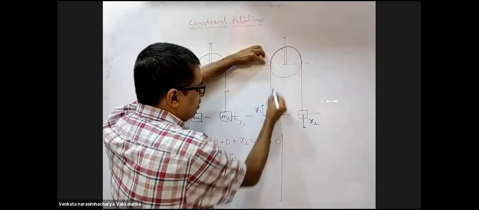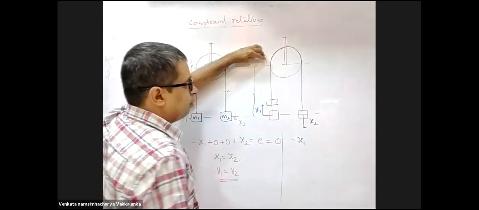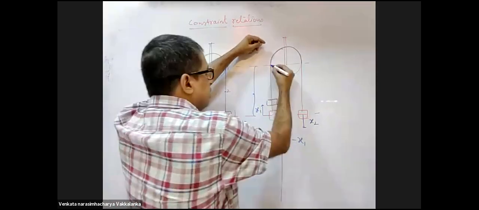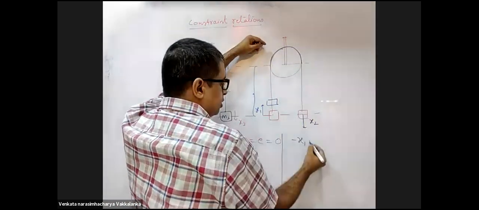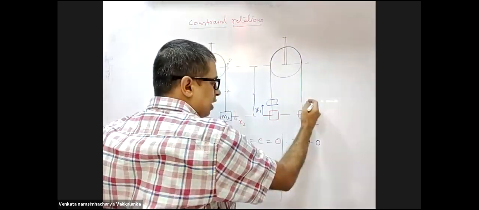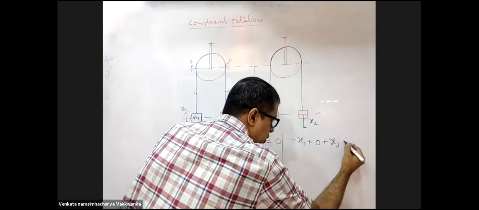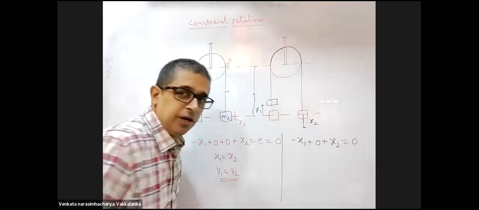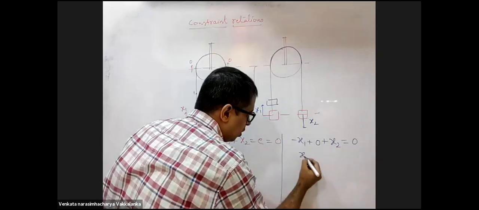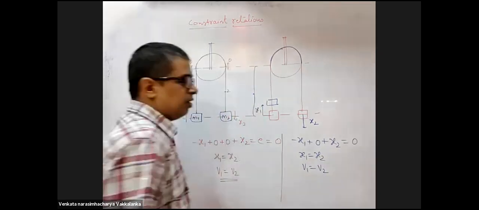x1. See, this length decreased by x1. I'll put it as minus x1. This length did not change, so put it as constant, zero. The right string, its length increased by how much? x2. Total elongation, you equated it to 0. So x1 is equal to x2, v1 is equal to v2.